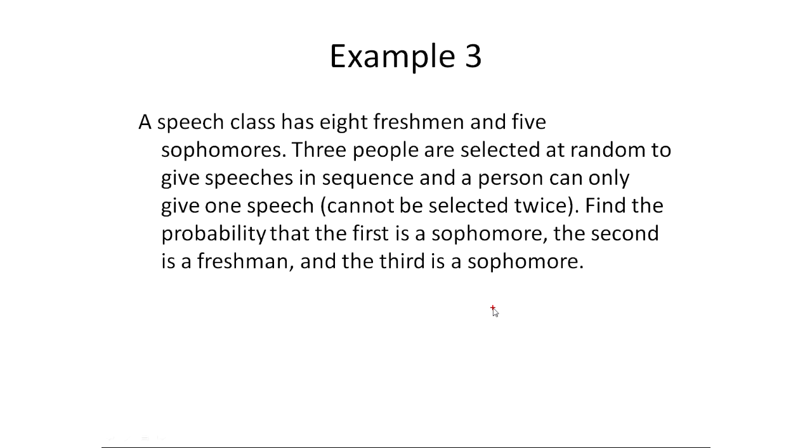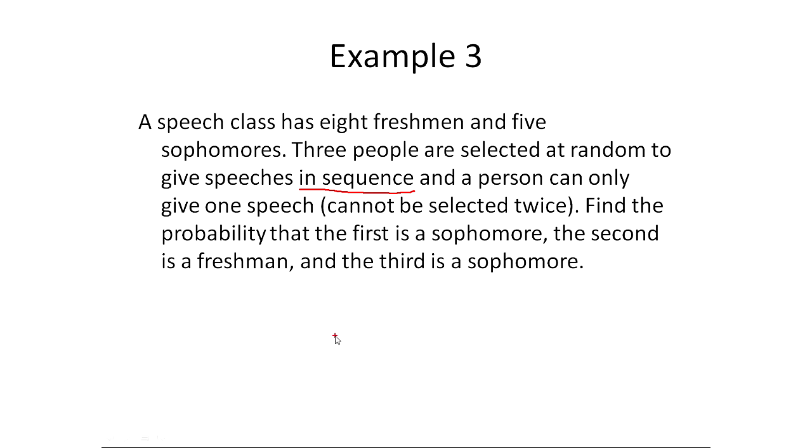So in my third example, I'm told that a speech class has 8 freshmen and 5 sophomores. We're going to select 3 at random in a sequence, and a person can only give 1 speech, cannot be selected twice. And so these 3 people are going to be giving speeches. And again, in sequence is a really key phrase here, because it implies an order. So it says find the probability the first person selected is a sophomore, the second person is a freshman, and the third is a sophomore.